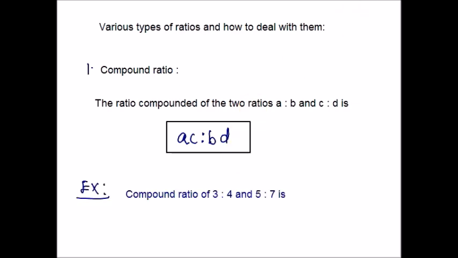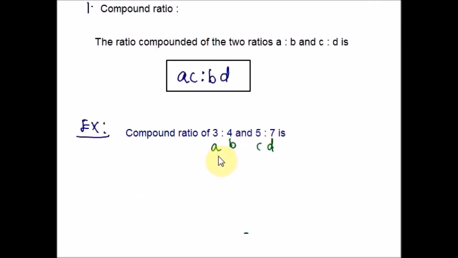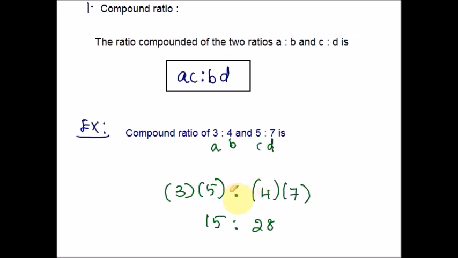Here is your first example. For your convenience, I have just named these numbers as A, B and C, D. Now let us multiply AC and BD. So this would become 15:28. This is how we find the compound ratio of any pair of ratios. Hope this makes sense. Okay, let me take one more example and explain you.